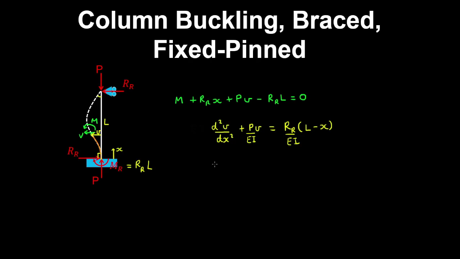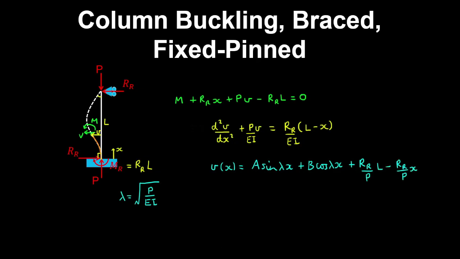And a solution to this equation is a superposition of the homogeneous solution, which is a sine lambda x plus b cosine lambda x, where lambda is the square root of the compression load on the bending stiffness, and then we superimpose this with the particular solution, which can be obtained using the method of undetermined coefficients. And now we can differentiate this equation to get the rotation.